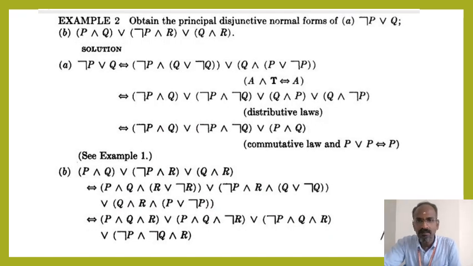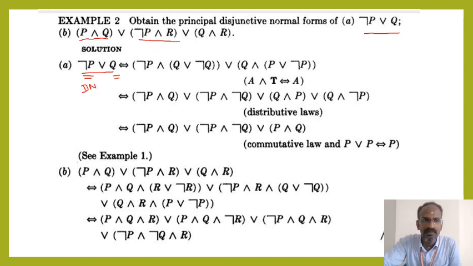Another example problem: here we are going to discuss negation P or Q, then P and Q, or negation P and R, or Q and R. First, we consider negation P or Q. We notice that negation P and Q are individual min terms. So this is already in the DNF, disjunctive normal form. We just extend this into the principal disjunctive normal form.